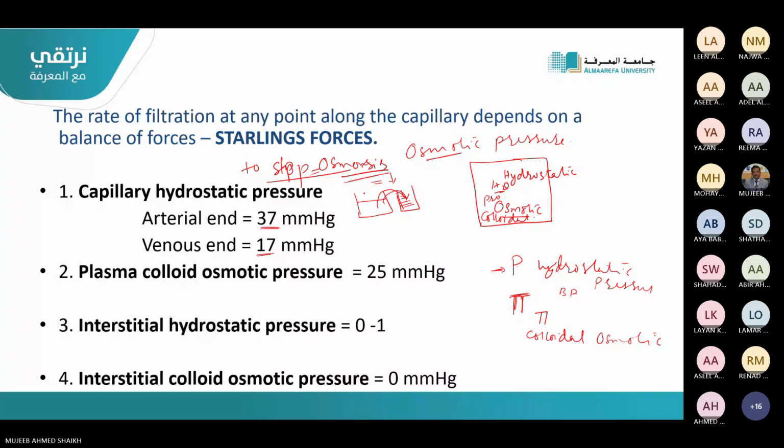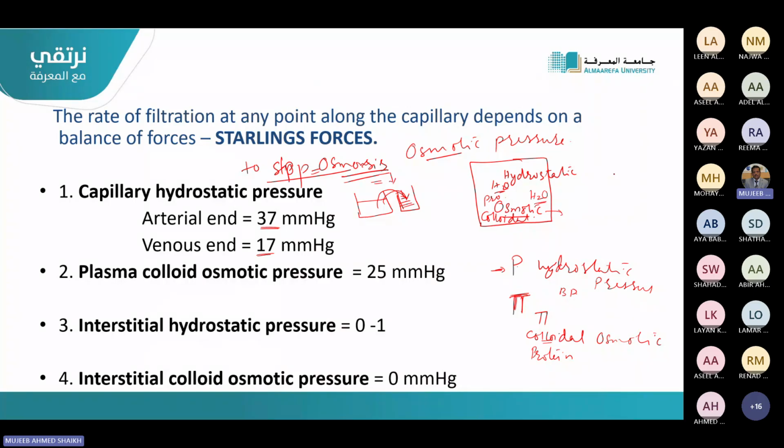Very correct. So now we have two pressures present in our circulation. One is hydrostatic pressure because of the blood. The second one is colloidal osmotic pressure, which is because of the protein. What will protein do? Protein will always try to keep the water with it and not allow the water to go out. This is called colloidal osmotic pressure.